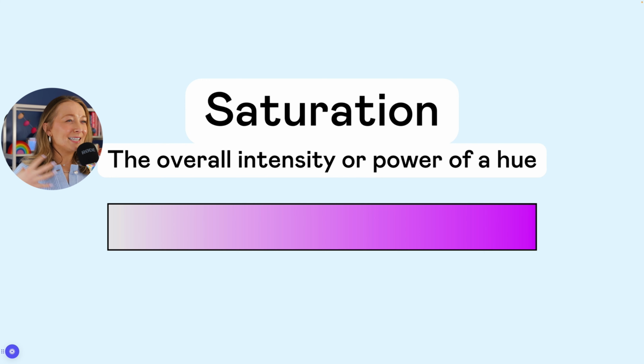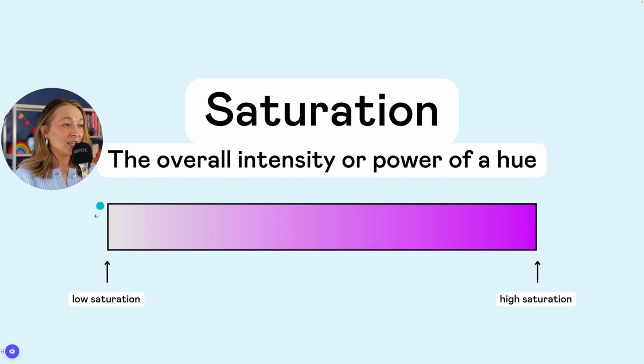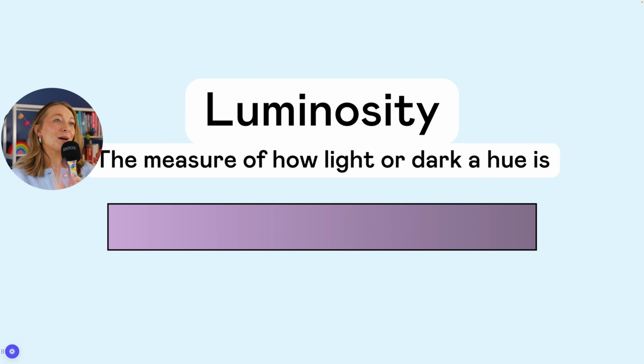Now, the next word we're going to talk about is saturation. Saturation is the overall intensity or power of a hue. So you can see in this bar here, we've got a low saturation part of the color over here and a high saturation version over here. Now, these are not necessarily binary, like you aren't either low saturation or high saturation. There's a whole spectrum along the way, but these are the two extremes. The next word we're going to talk about is luminosity. Luminosity is the measure of how light or dark a hue is. So this is an example. We've got a light version of a hue over here, this like brightish lavender color, and then we've got the darker version over here, this darker, more gray lavender.